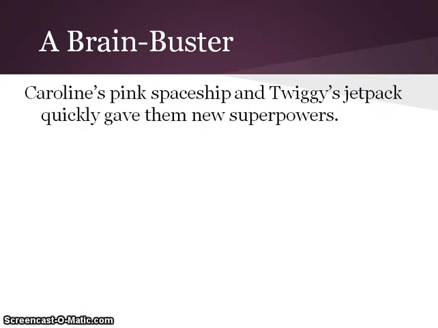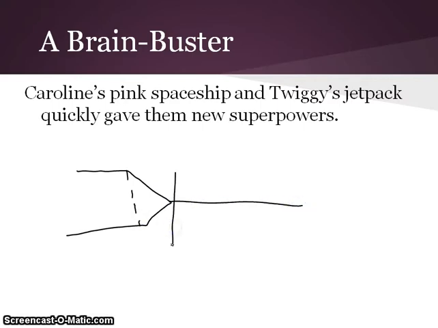Here's a hard one. I'd like you guys to try this on your own, so pause the video, try it out, and then come back and see if you did it right. Okay, let's take a look. Caroline's pink spaceship and Twiggy's jetpack gave new superpowers quickly to them. So I have a compound subject, so I have to set my diagram up to allow for that. Something like this will be how it begins.